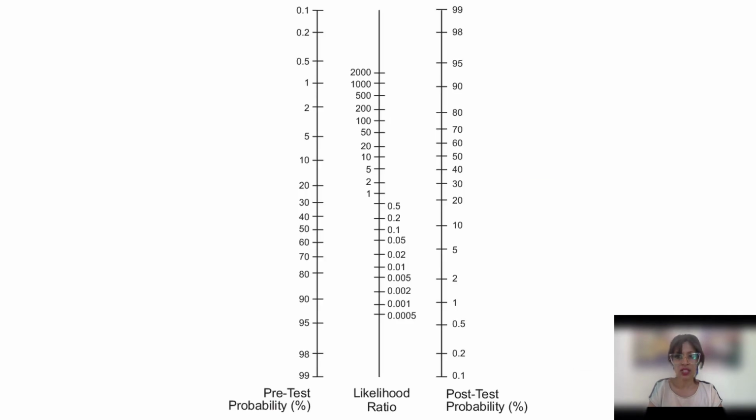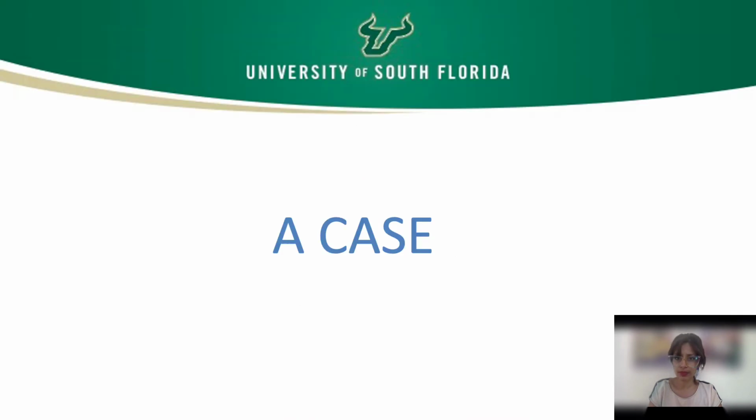The LR is used in conjunction with a pretest probability, most often the prevalence of a given disorder in the general public. This Fagan nomogram represents the effect of the LR on post-test probability. It is not a linear relationship. Let's put this into practice.